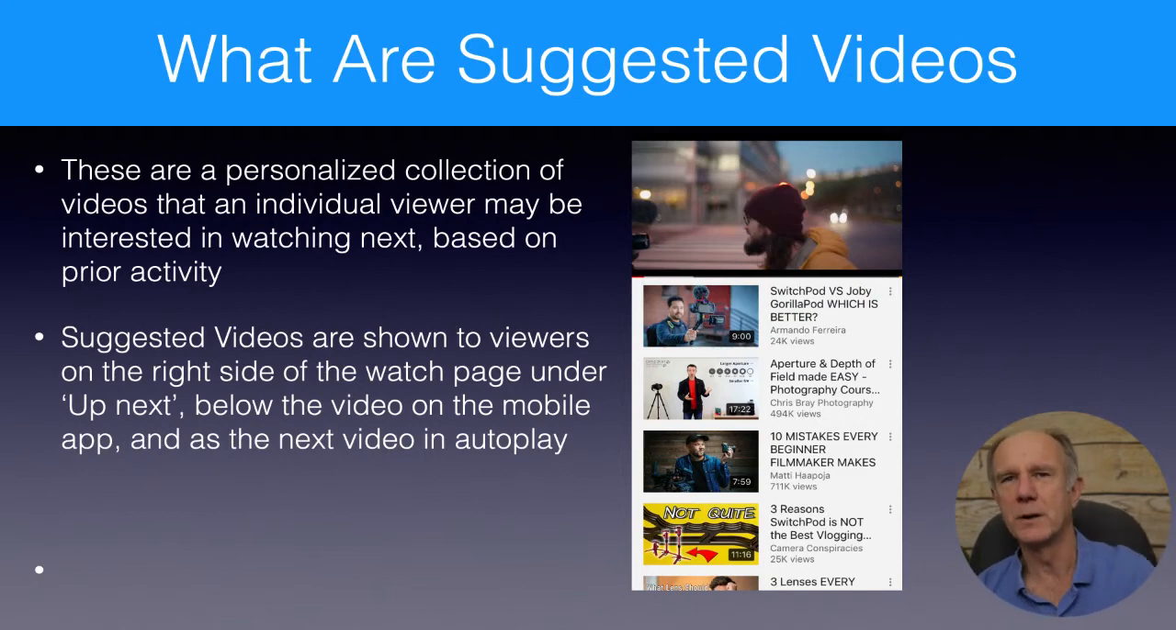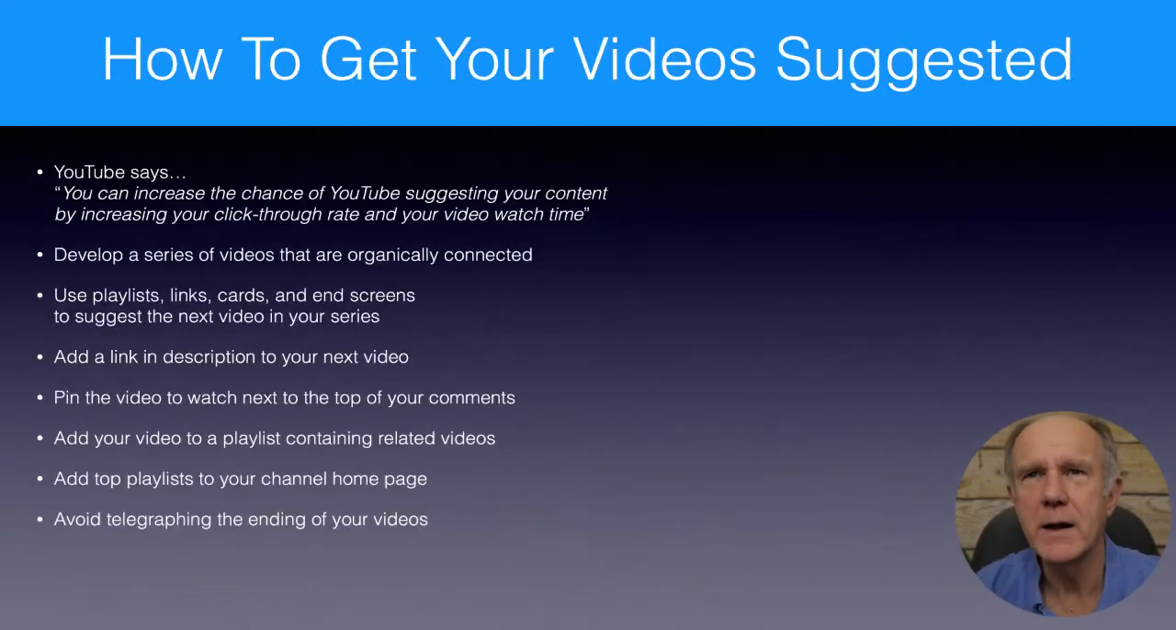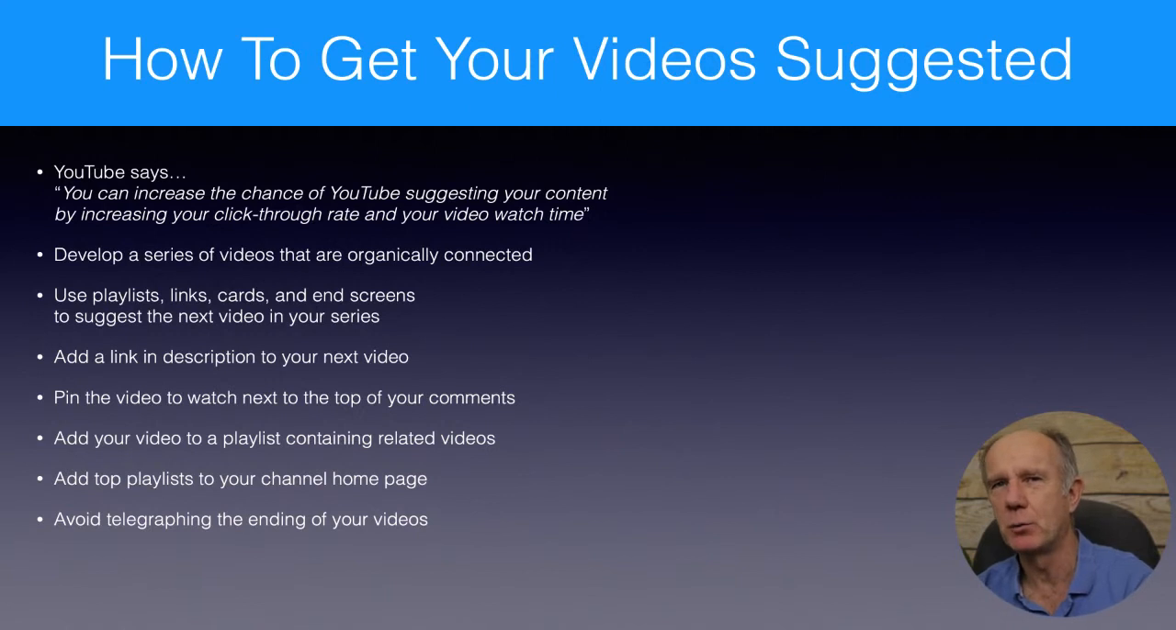And then also below the video on the mobile app. So you're watching a video on the mobile app, then another video pops up as a suggested video. This will be the next video that automatically shows up in the YouTube app. So this is where suggested videos appear. How to get your videos into suggested videos? YouTube says you can increase the chance of YouTube suggesting your content by increasing your click-through rate and your video watch time.